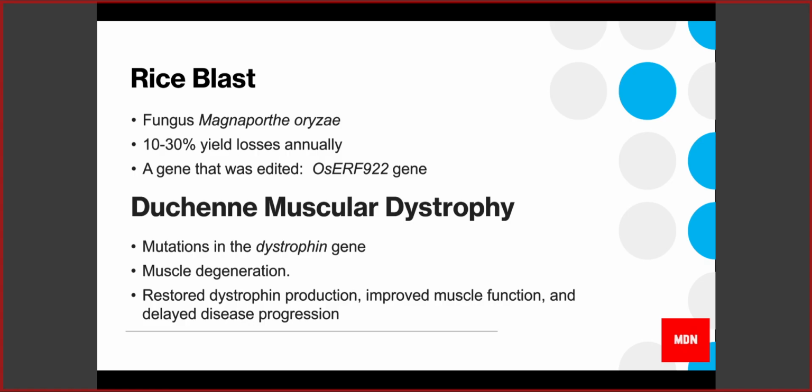And the next thing here is Duchenne muscular dystrophy, which is basically caused by mutations in the dystrophin gene and causes muscle degeneration. So researchers used CRISPR-Cas9 to target and correct the mutation in the dystrophin gene in mouse embryos and mouse muscle cells. And the treated mice showed restored dystrophin production, improved muscle function, and delayed disease progression. So there is potential to treat inherited diseases of humans, plants, and other animals using CRISPR technology.